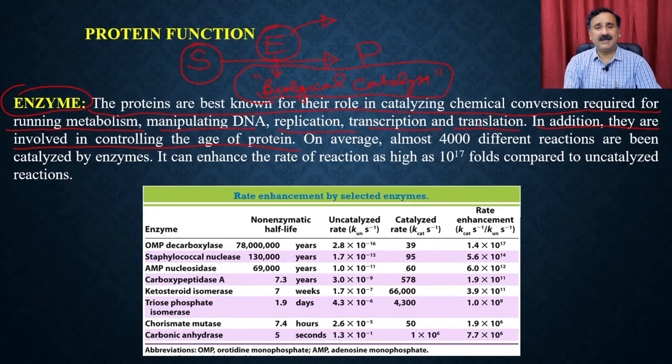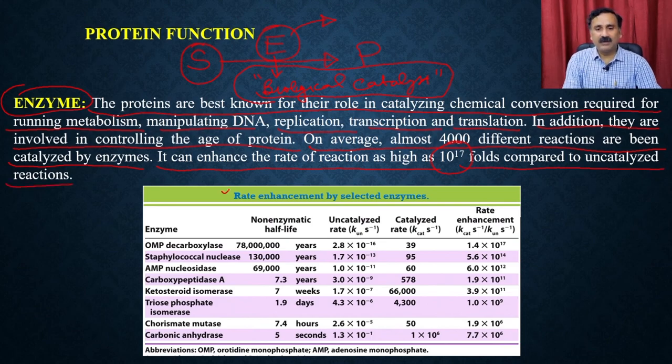So ribosomes are also made up of protein, and there are so many enzymes which are participating in these events. What you see here is that the enzymes are catalyzing various types of reactions. On average, almost 4000 different reactions are being catalyzed by enzymes. And one of the best parts is that they can enhance the rate of reaction by as much as 10 to the power 17 fold compared to the uncatalyzed reactions.